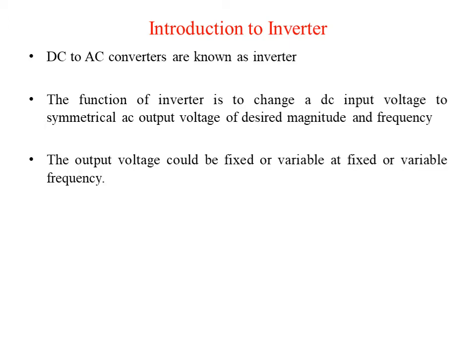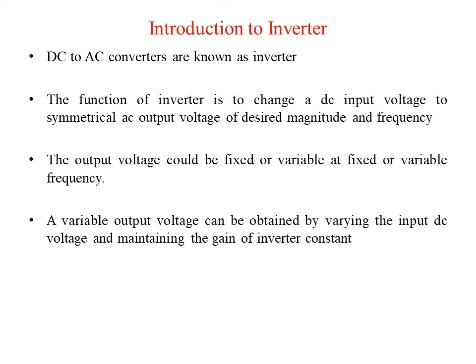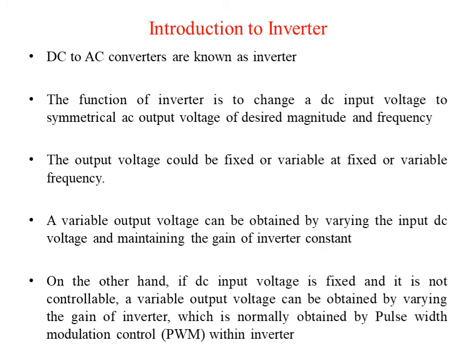The output voltage of the inverter could be fixed or variable at fixed or variable frequency. A variable output can be obtained by varying the input DC voltage and maintaining the gain of the inverter constant. On the other hand, if the DC input voltage is fixed and not controllable, a variable output can be obtained by varying the gain of the inverter, which is normally obtained by pulse width modulation control within the inverter.